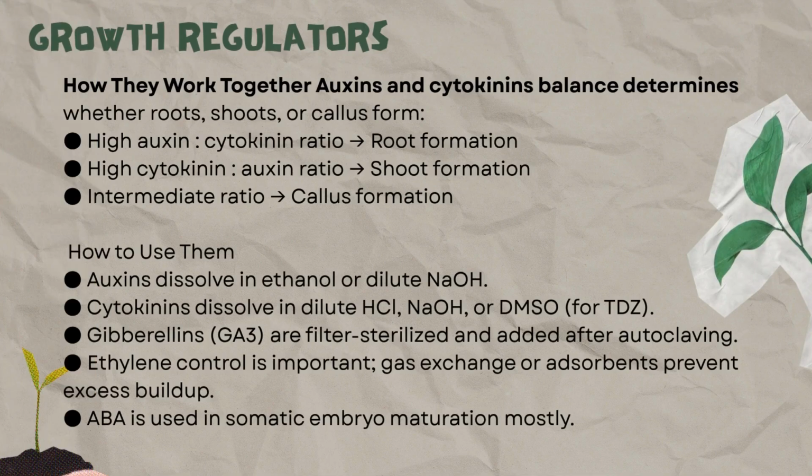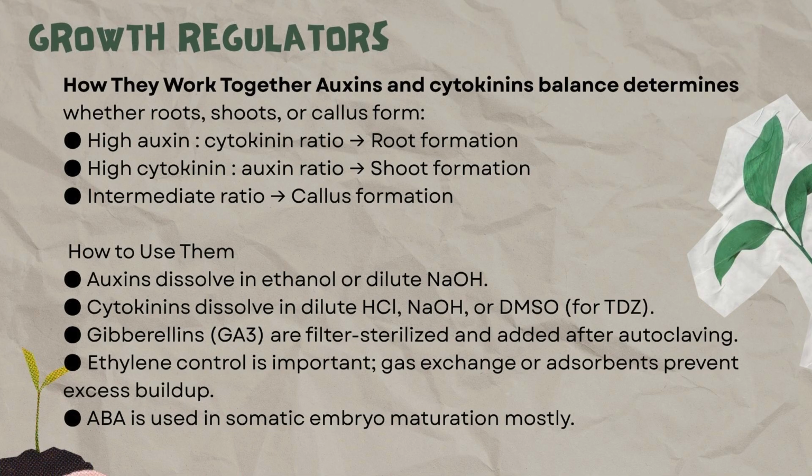Then, how these hormones work together. A high auxin to cytokinin ratio leads to root formation. Then a high cytokinin to auxin ratio promotes shoot formation. And when both are in balance, that's an intermediate ratio, a mass of undifferentiated cells called callus forms. This simple rule is at the heart of plant morphogenesis in the lab.